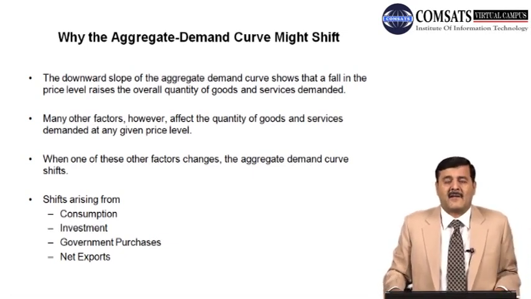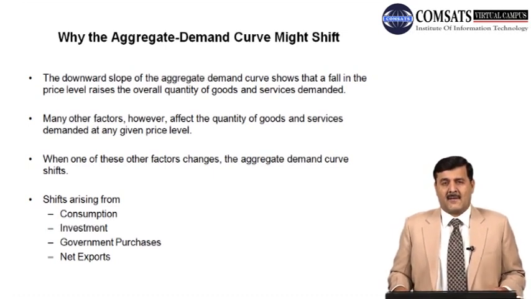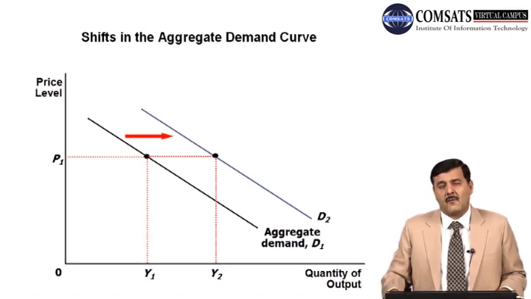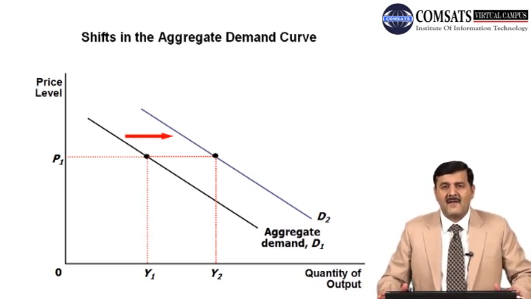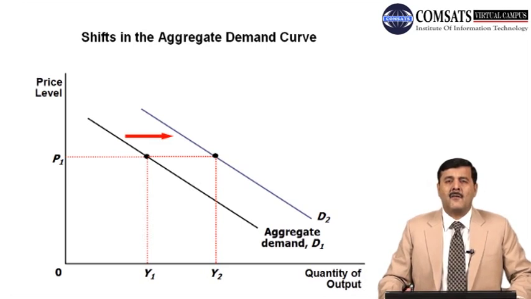Similarly, the last factor is the net exports of the economy. जब net exports में इजाफा होता है, whenever there is increase in the net exports of the economy, right? So what will happen to the demand curve of the economy? This will shift rightward. Whenever there is decrease in the net exports of the economy, the demand curve will shift inward, right? So we said that these are the four factors which can become a possible cause of the shift in the aggregate demand curve of the economy.